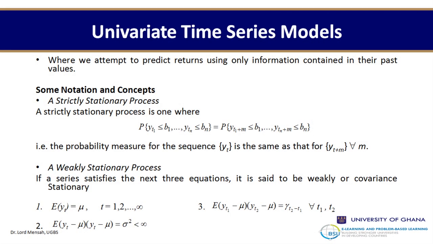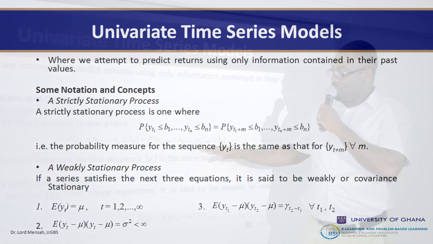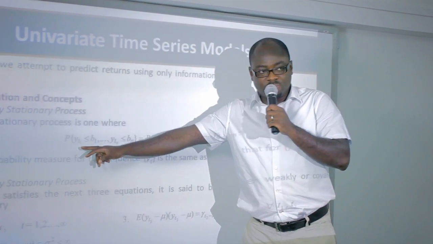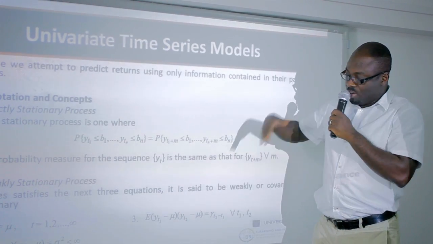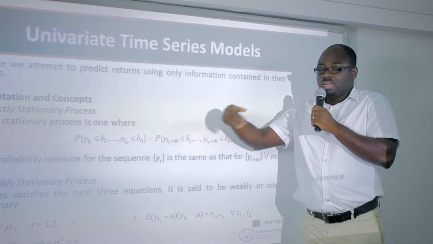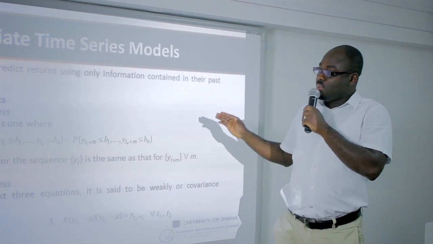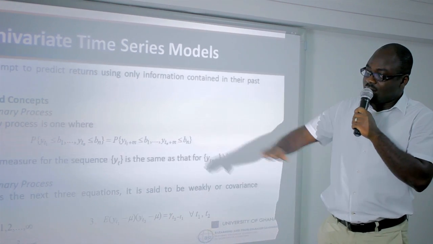Strictly stationary process. Now, for a strictly stationary process, all that we're trying to say is that when there is a shift in time in the series, you're going to have the same distribution in the series itself. All that we're repeating here is that history repeats itself. So if you have the series, there's a likelihood that one of the observations will be less than b1, then when you shift time, there's a likelihood that a step forward observation will also be less than b1. So the distribution remains the same as you move along that series.